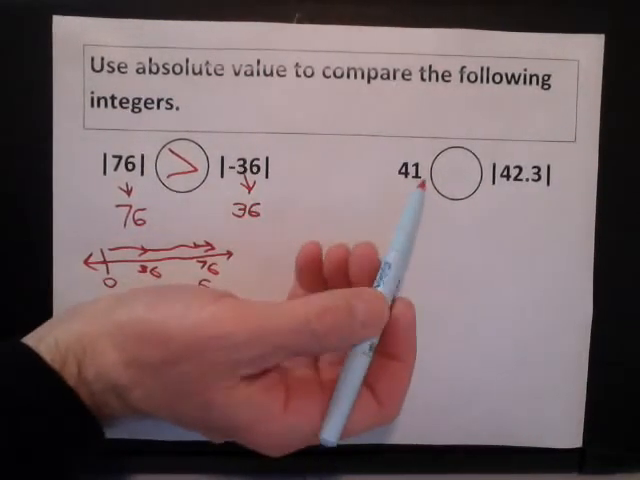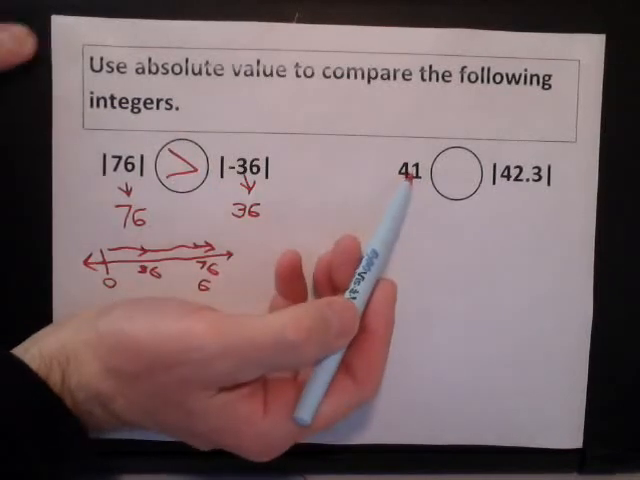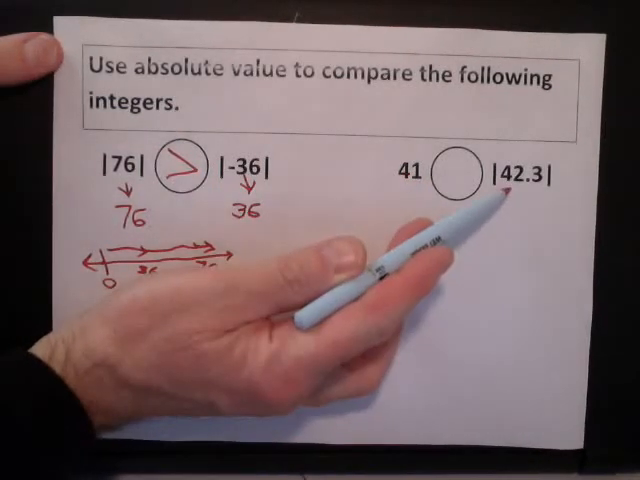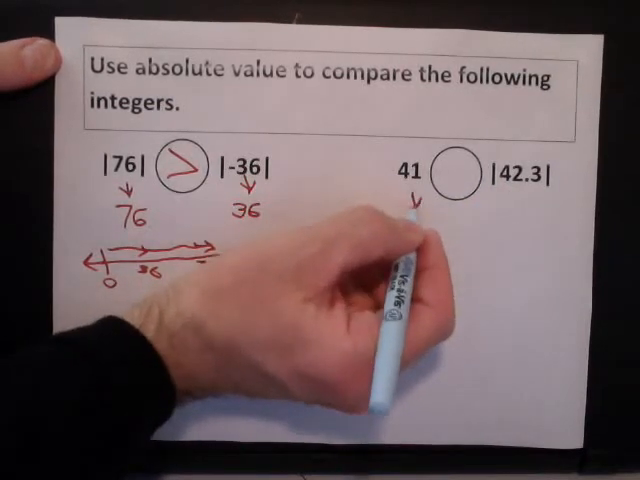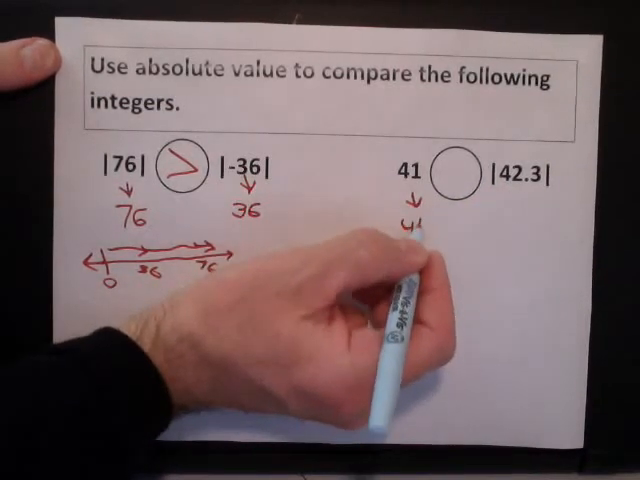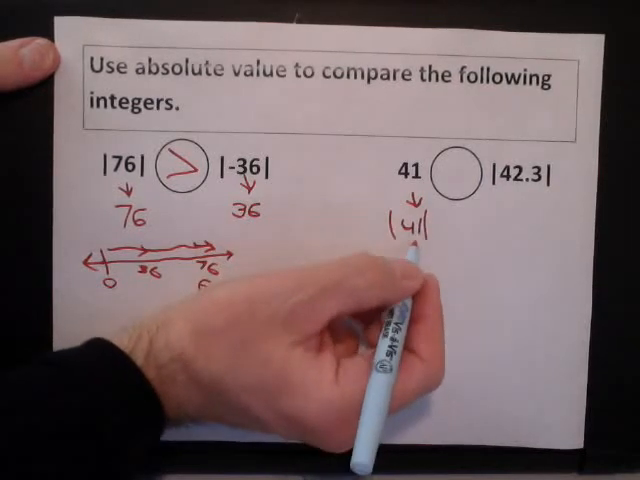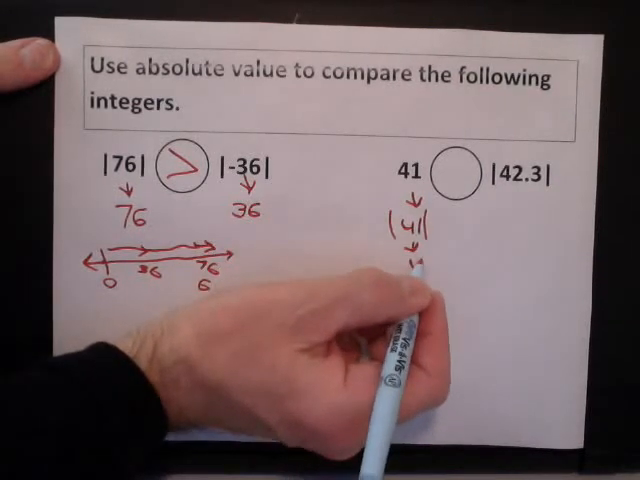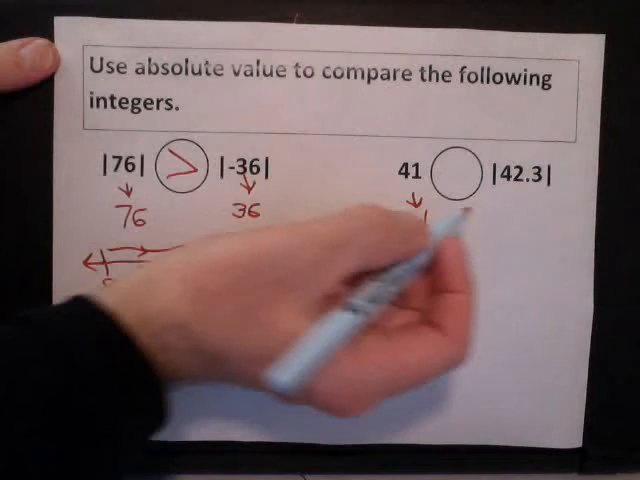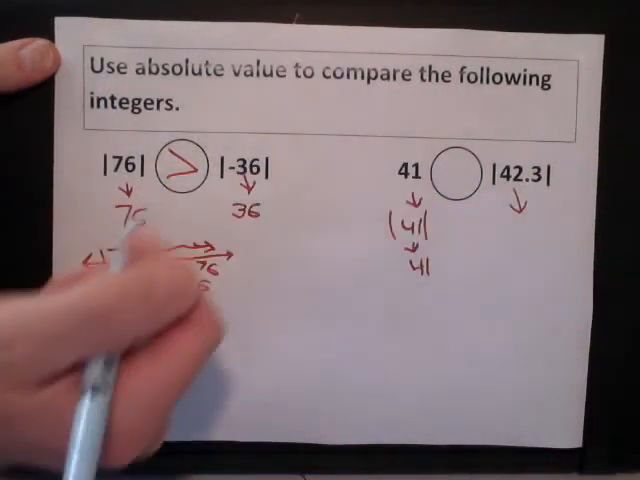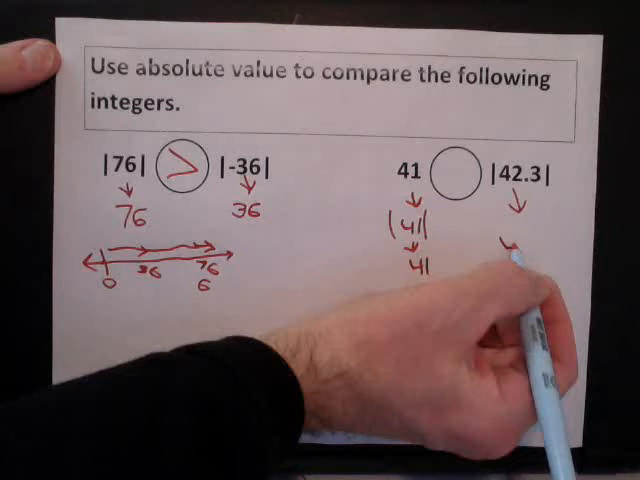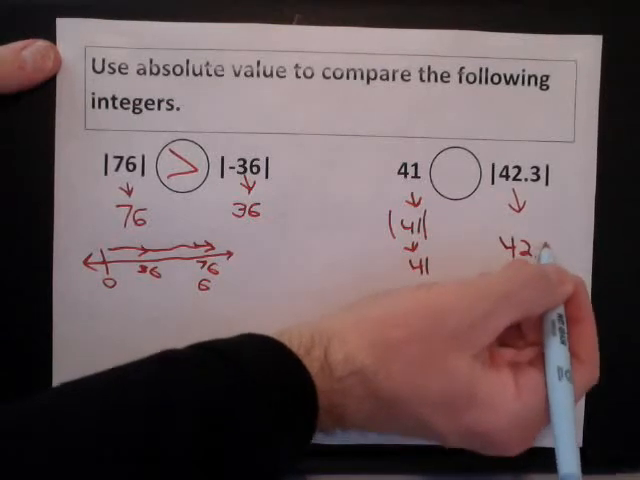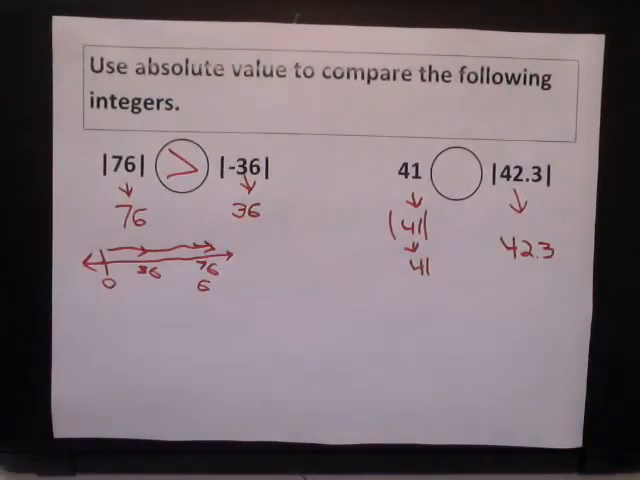Over here you have a kind of a different situation. They're asking you to compare the following integers. 41 compared to the absolute value of 42 and 3/10. Okay, well, in this case, 41, if you take the absolute value, it's just going to remain 41. For 42 and 3/10, its absolute value, even though there's a decimal, is going to be 42 and 3/10.